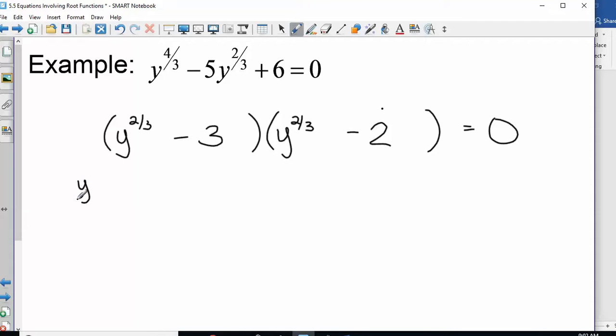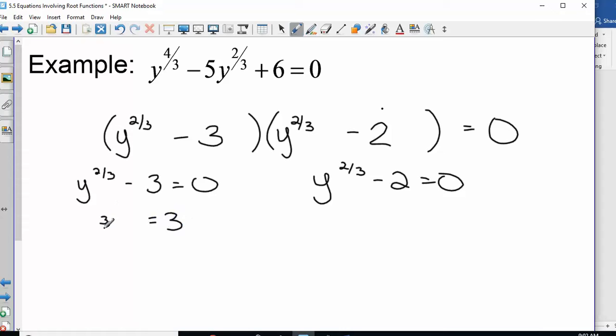Okay, so then if we set each of these equal to 0, add over 3. I'm going to rewrite this. That means the cube root of y squared. So how would you get rid of a cube root? Cube each side. So 3 to the 3rd is 27. Then how do you get rid of a square? Square root. With that, you always do plus and minus.